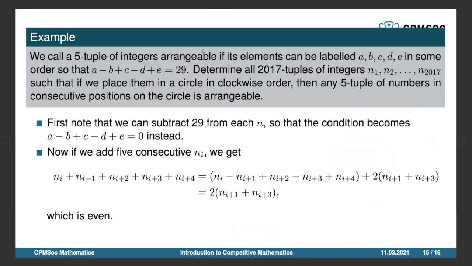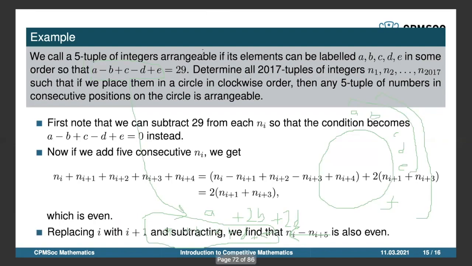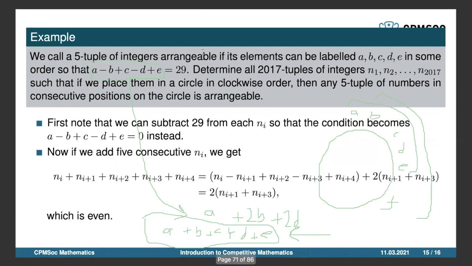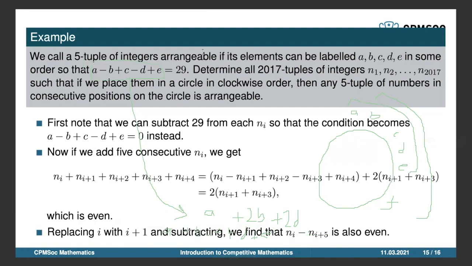Okay, I'll redraw a diagram. Okay, let's use an eraser.